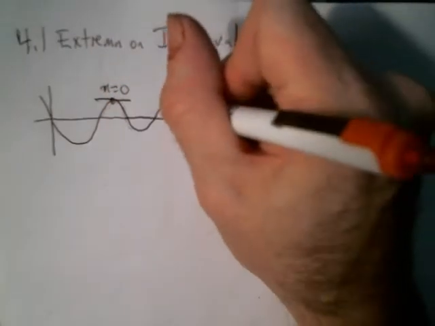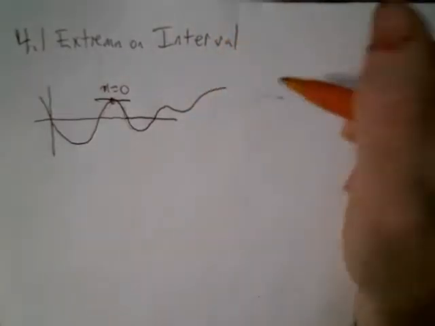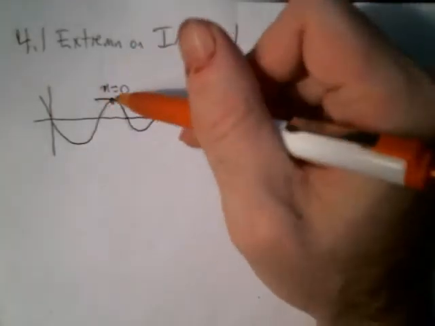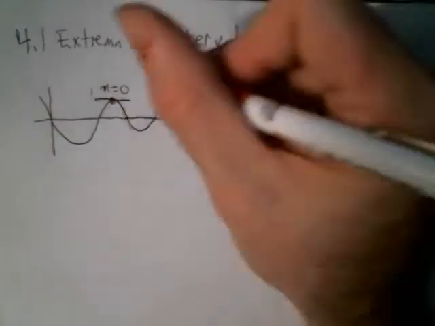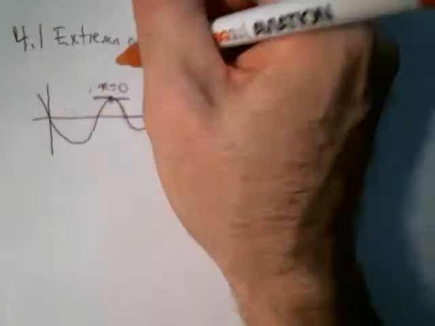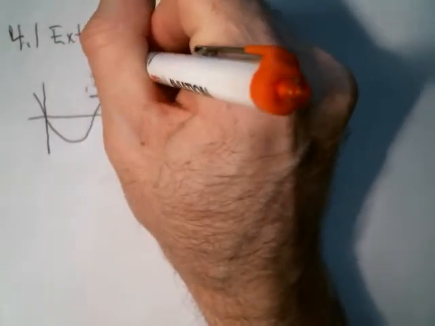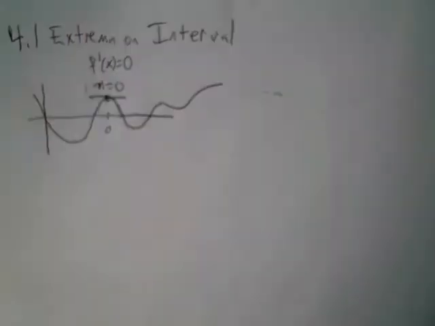Certainly there could be the potentiality that something way over here goes above that point. But this in itself is a relative maximum, and it happens exactly where f prime of x is equal to 0. In particular, this would be some c value.